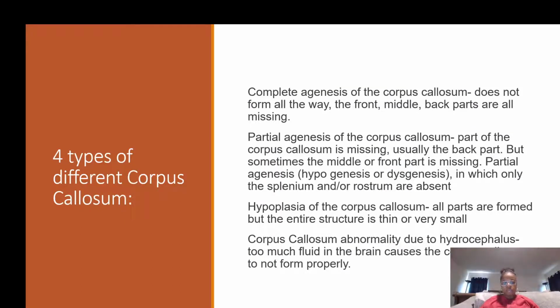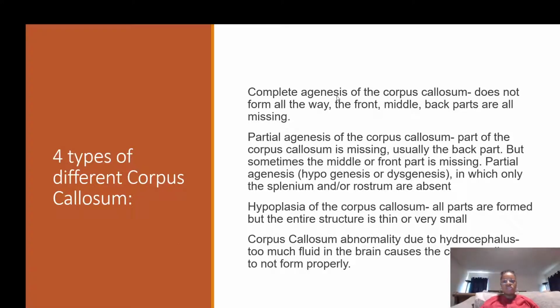There are four types of different disorders within the corpus callosum. You have complete agenesis of the corpus callosum. You have the partial agenesis, hypoplasia, and then you have abnormality due to hydrocephalus.